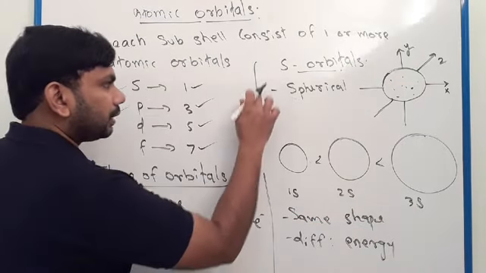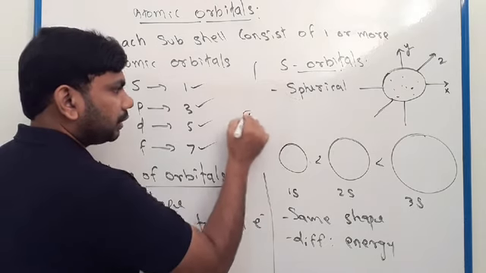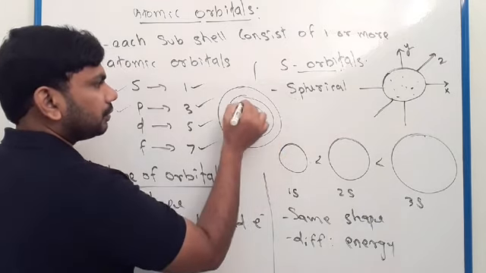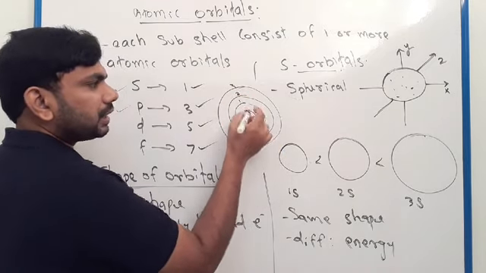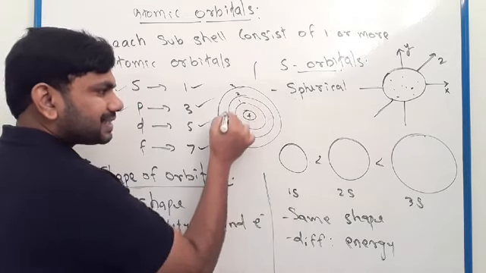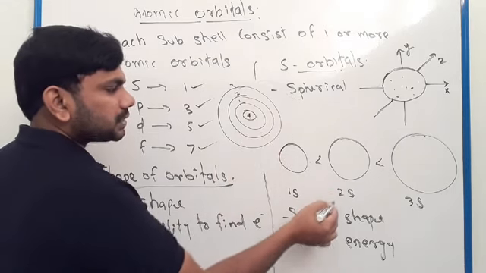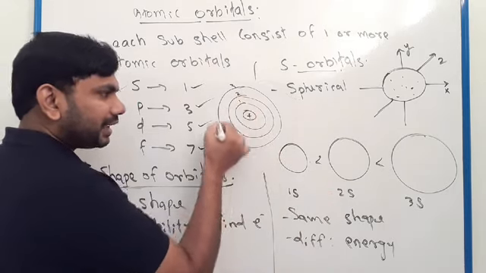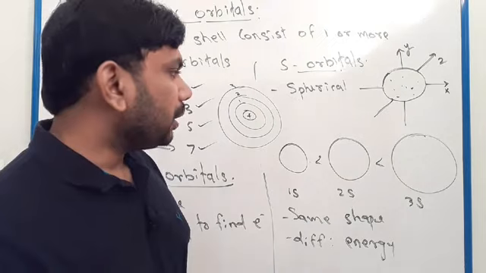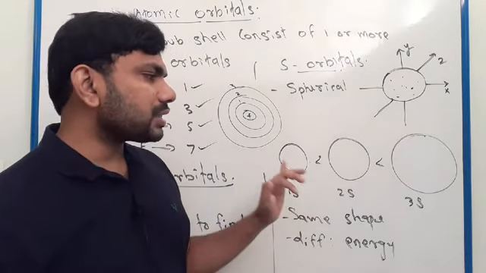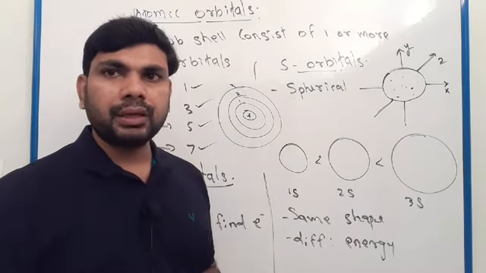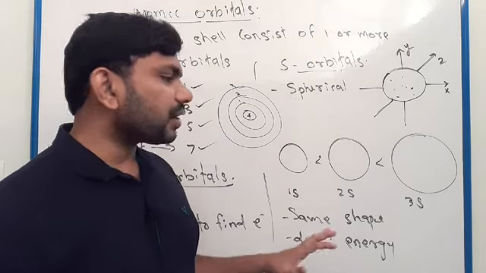We know around the nucleus there are the first, second and third energy levels. So the s orbital in the first energy level is 1s, in the second energy level it is 2s, and in the third energy level it is 3s. All s orbitals, 1s, 2s, 3s, have the same spherical shape, but they have different energy.